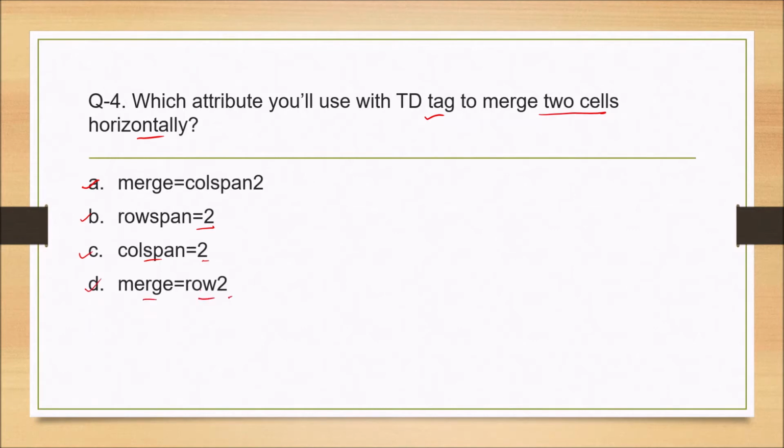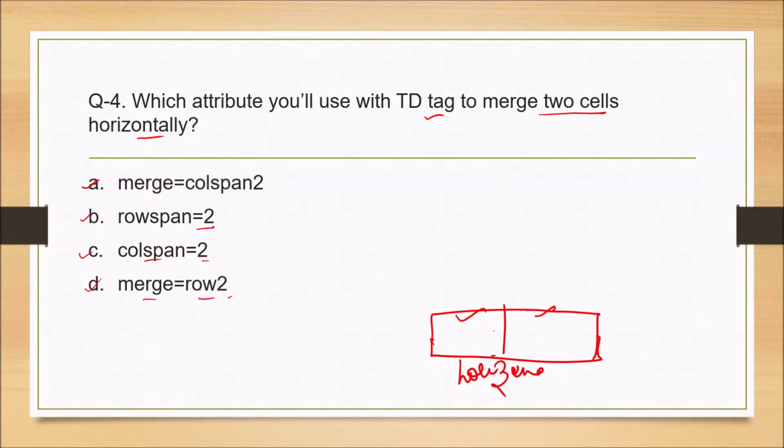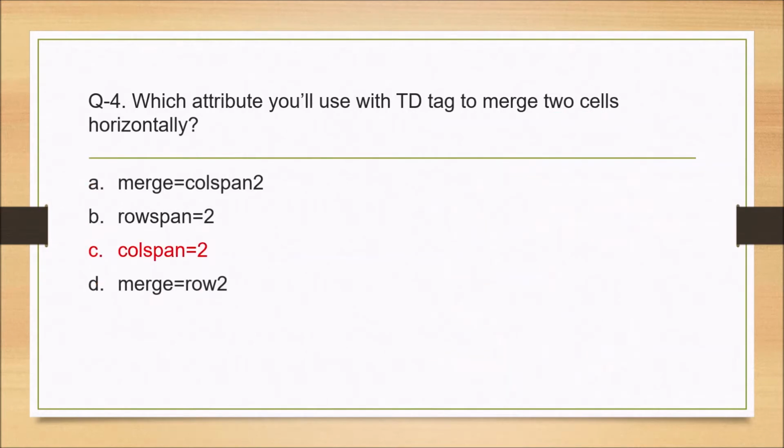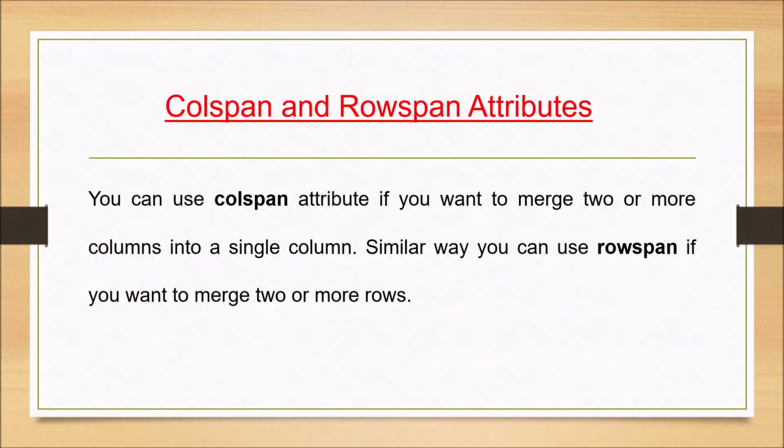So now you have to understand the meaning of horizontally and vertically. Whenever we are saying horizontally, it means we want to merge two columns, right? And if the question is vertically, it means we want to merge two rows. So accordingly, you will opt the correct answer. So the correct answer is colspan is equals to 2.